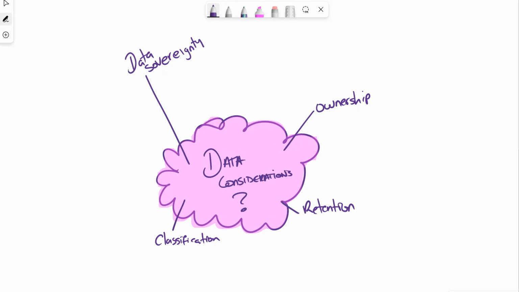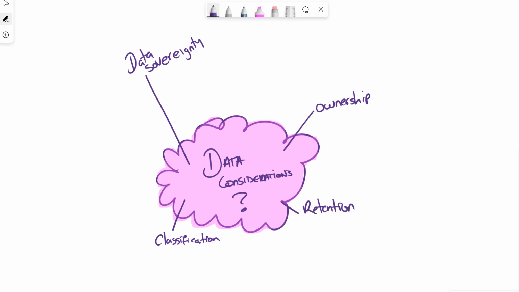Let's take a look at some data considerations in our environment. Now, data is the new gold in the environment. It's everything that's really important. It's one of the most important assets across any organization, right? So when it comes to protecting data, there's a lot of things that we need to determine and consider, right?